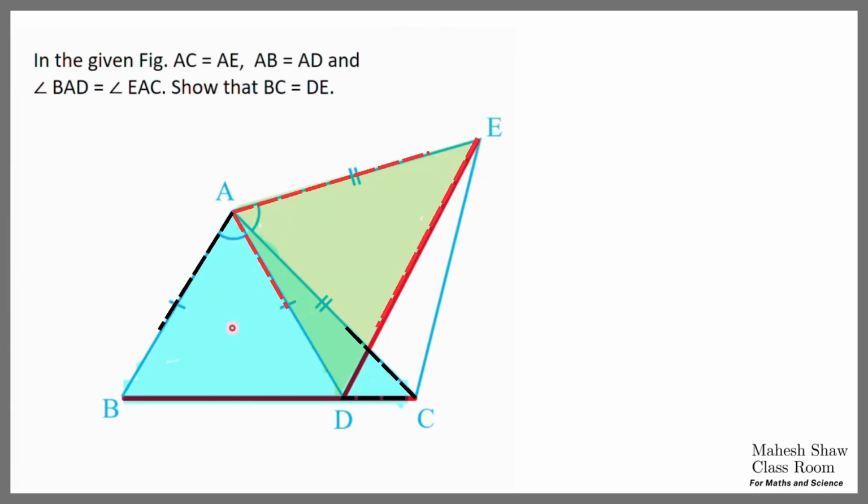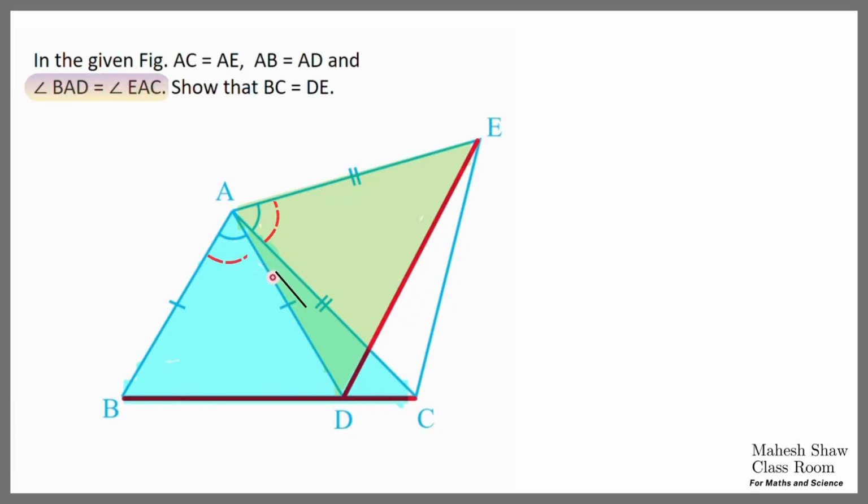So which is possible if you prove the triangle ABC congruent to triangle ADE. And applying CPCT, we can write BD equals DE. Now we can see that we are given angle BAD is equal to angle EAC, but we need this whole angle, that is angle BAC equals angle EAD.